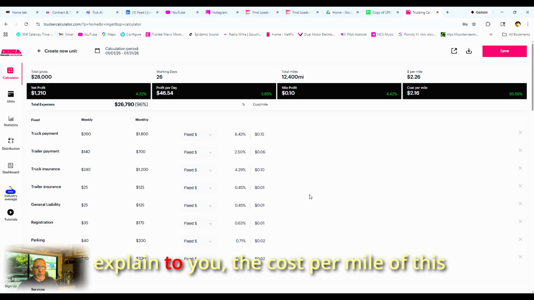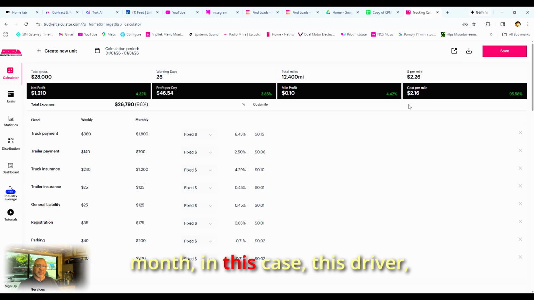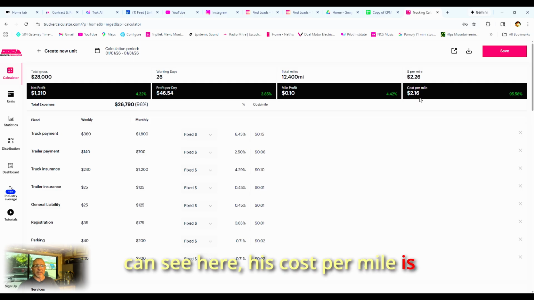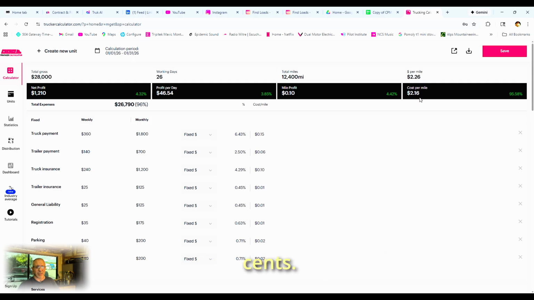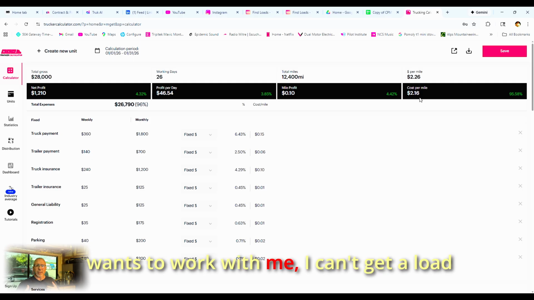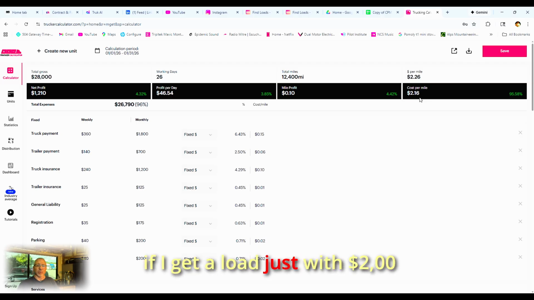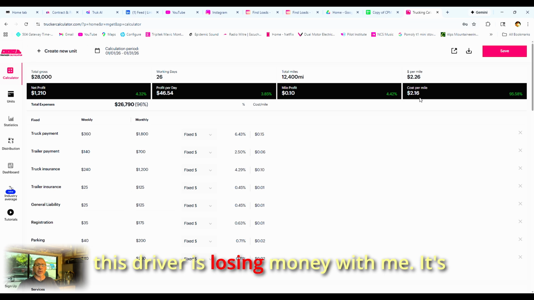So what I'm trying to explain to you, the cost per mile of this driver making 6,000 a month, in this case, this driver, he got whole expenses covered, everything is covered, plus his 6,000, okay? So that means that you can see here, his cost per mile is $2.16. So if this driver wants to work with me, I can't get a load less than $2.16. Because if I get a load just with $2, this driver is losing money with me.